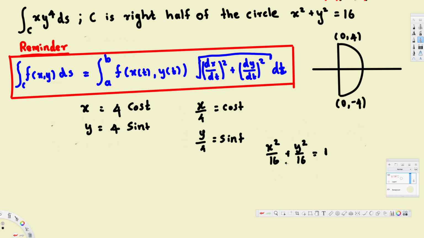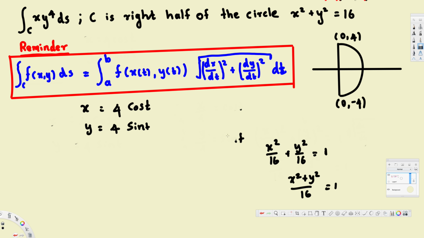Since we have the common denominator, this is just x square plus y square over 16 equal to 1, and if we bring this to the other side, that's x square plus y square is equal to 16. That's the given equation, right? So this parameterization is correct. Now let's go to this equation.